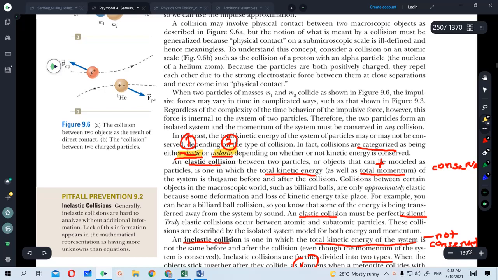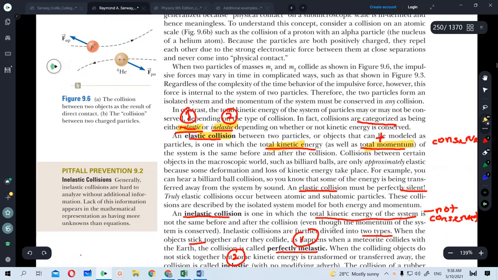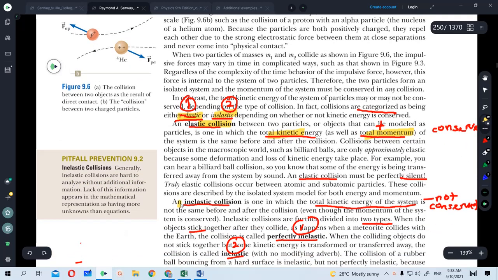In elastic collision, there are two things that are conserved. Number one, momentum. Number two, the total kinetic energy. Now, what's the difference between elastic and inelastic? In inelastic collision, the total kinetic energy is not conserved. As simple as that. However, it still conserves the momentum.